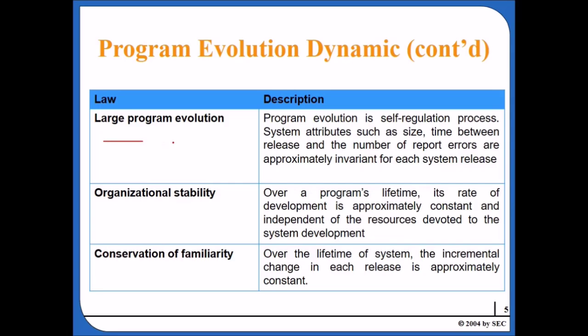And then large program evolution. Program evolution is a self-regulating process. System attributes such as size, time between releases, and the number of reported errors are approximately invariant for each system release. And what does organizational stability stand for? Over a long period, that is the program lifetime, its rate of development is approximately constant, and this is independent of the resources which have been devoted to system development. So that is organizational stability, and then conservation of familiarity. Again, over the lifetime, the incremental change in each release is approximately constant.